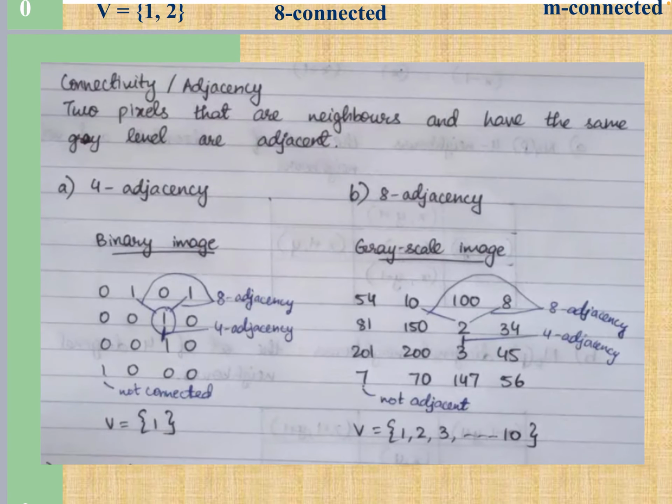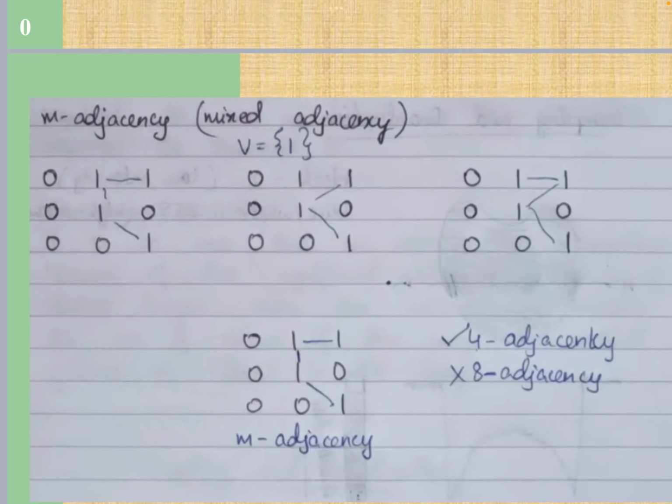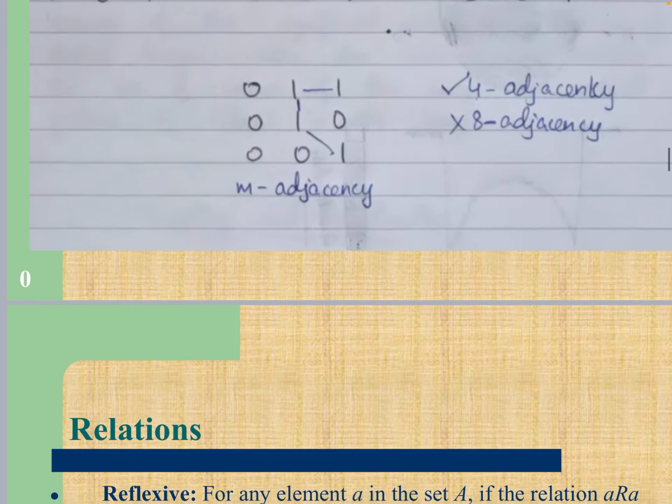Next, connectivity or adjacency. Two pixels that are neighbors and have the same grayscale are adjacent. That is what I explained, the same thing here. In this example, in the case of 8 adjacency for grayscale images, the value set is 1 to 10. Suppose we have the pixel 2. If you apply the 8 diagonal connectivity, the 2 can be connected to 10 and 3. It won't be connected to the 100 here because the 100 is not in the set of values. Next, M adjacency, the same thing as written here.